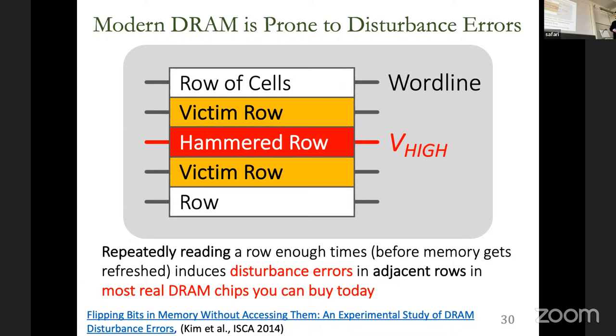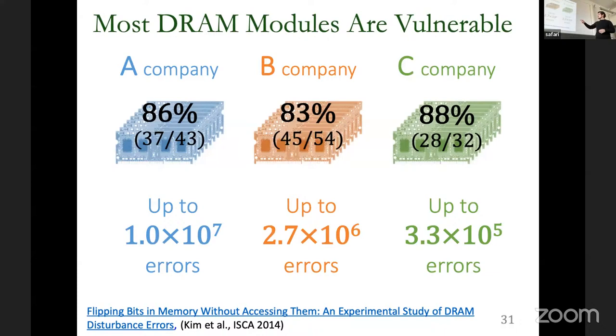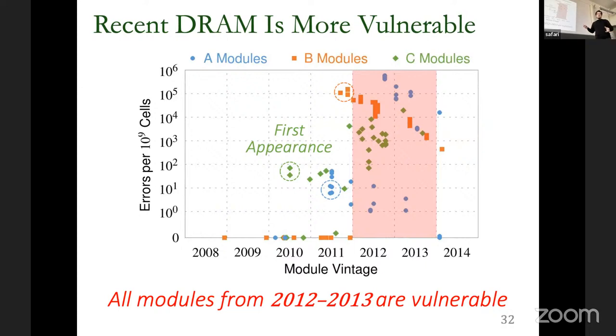And this is what RowHammer is. The paper Flipping Bits in Memory, shown at the bottom, characterized the RowHammer vulnerability of many DRAM modules from three major manufacturers back in 2014, and found that most DRAM modules are vulnerable to RowHammer failures. You see the fraction of RowHammer vulnerable modules for each major manufacturer here. This also shows that more recent DRAM chips back then were more vulnerable. On the x-axis we have the module manufacturing date, and the y-axis shows the number of errors. All modules from 2012 to 2013 were vulnerable to RowHammer bit flips, and you can see the first appearance of errors started around 2010.